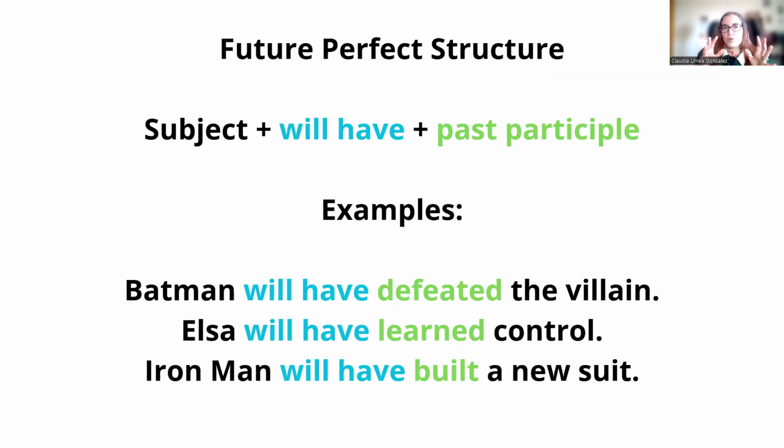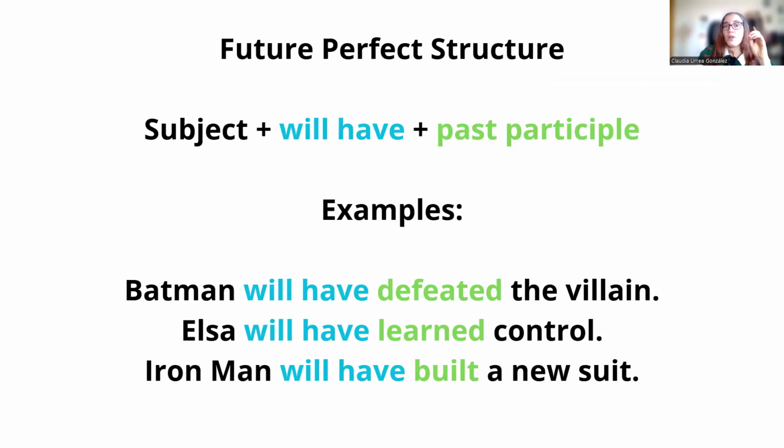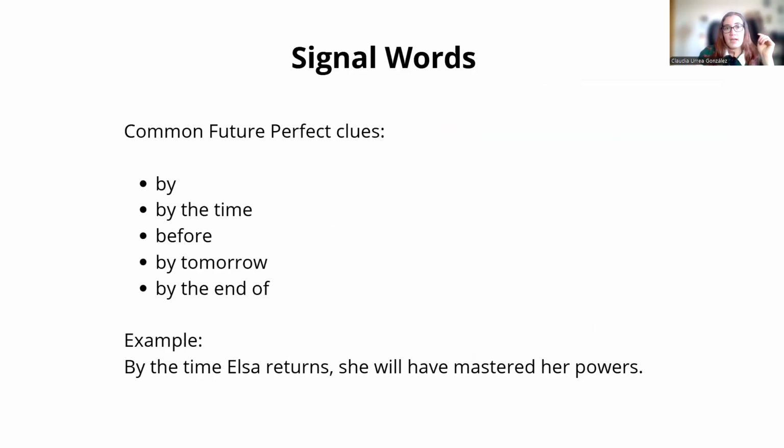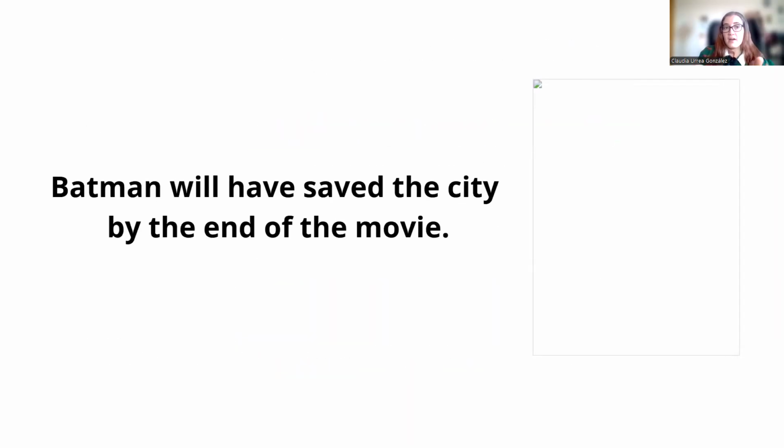Let's check the structure for the future perfect tense. First, we need our subject. Who is the subject in this case? Batman. Then we need will have. We have it here, sorry about that, will have. Look at this. This is super important that you notice this. Batman, what kind of person is this one? Is it an I, a you, a he, right? So this one is a third person.